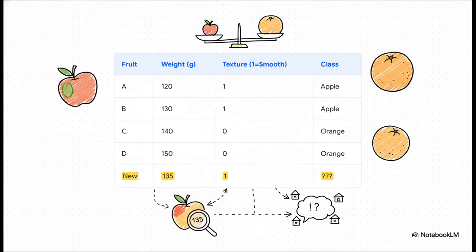And we have 2 oranges, they're heavier and not as smooth. Our new mystery fruit comes in at 135 grams, and yep, it has a smooth texture. So, what do you think? What do its neighbors say?